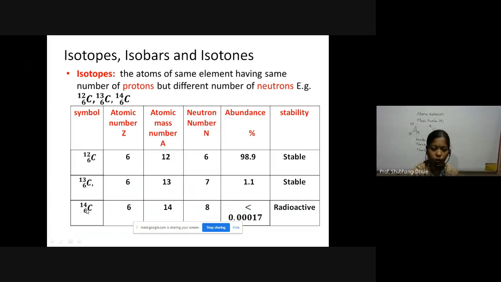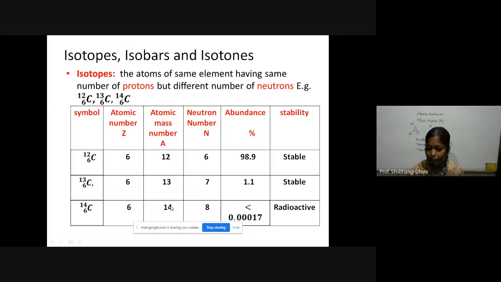The third isotope of carbon is carbon-14. The atomic number is again the same, 6, and the mass number is 14. The number of neutrons becomes 14 minus 6, that is 8. The percentage natural abundance is very, very small, and it is a radioactive isotope. Carbon-14 is used to calculate the age of different things. Now this is all about the isotopes.